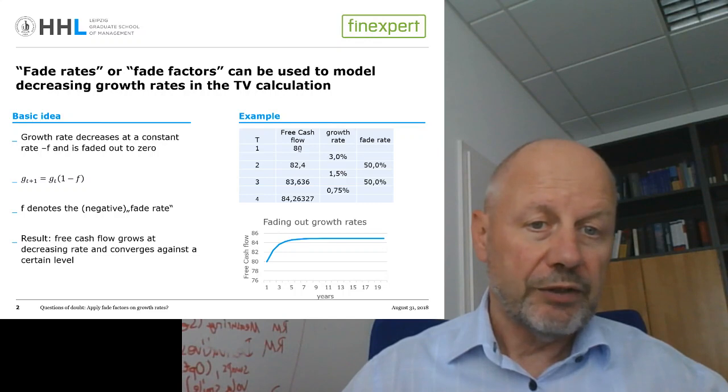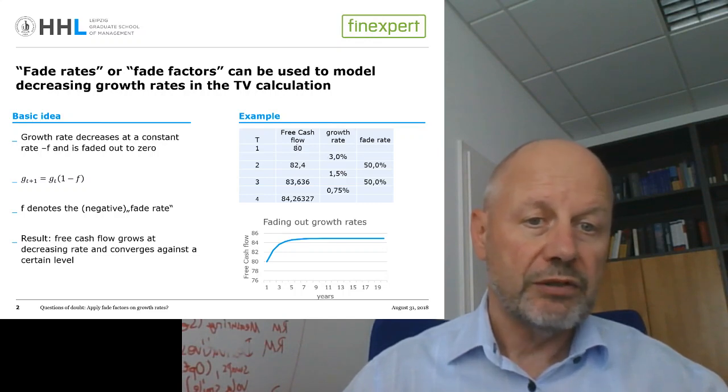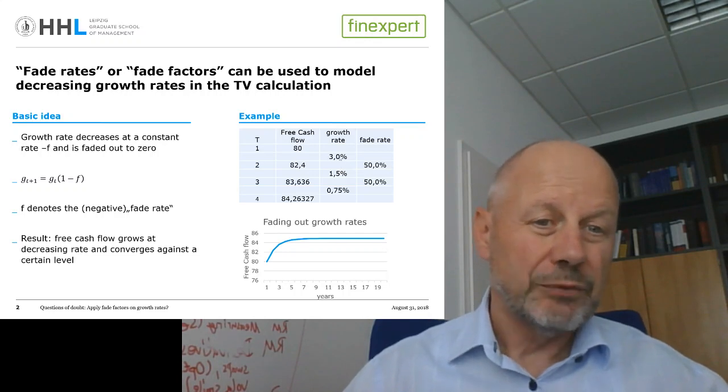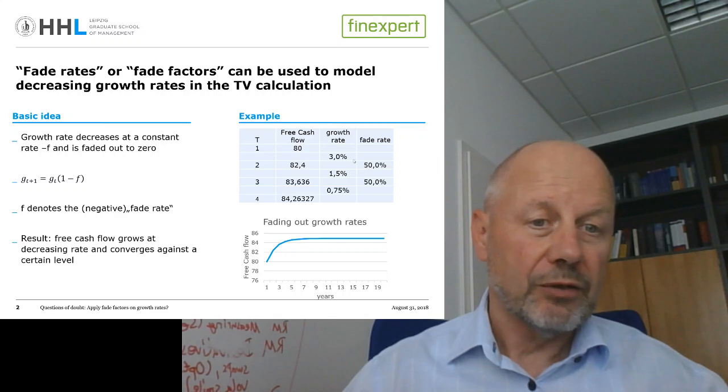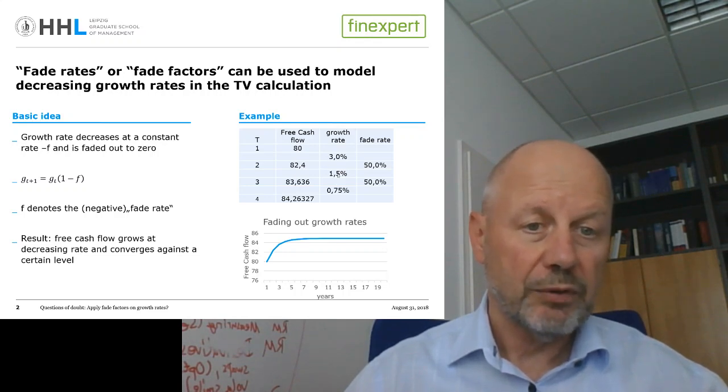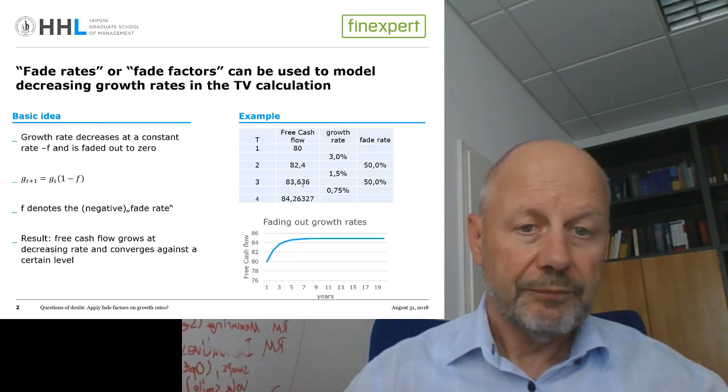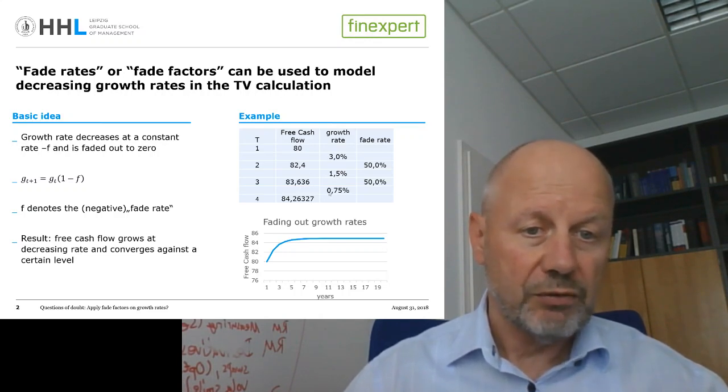We let our free cash flow grow in the first year at 3% from 80 to 82.4 million. And then we assume that our growth rate is declining at a constant rate of 50%. That is, it is cut by half every year. So from 2 to 3, our free cash flow just grows by 1.5%, and then from 3 to 4, it is growing just by 0.5%.